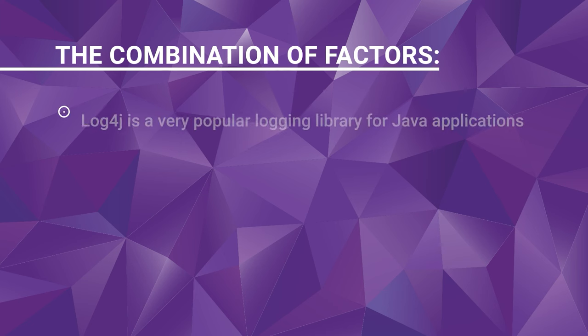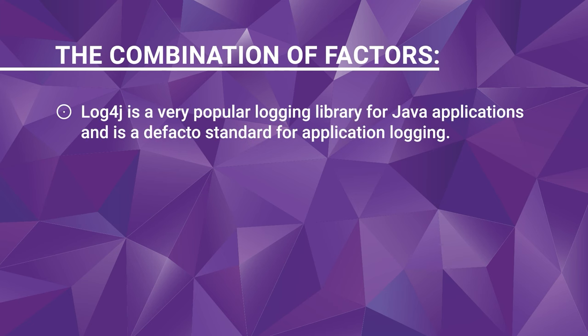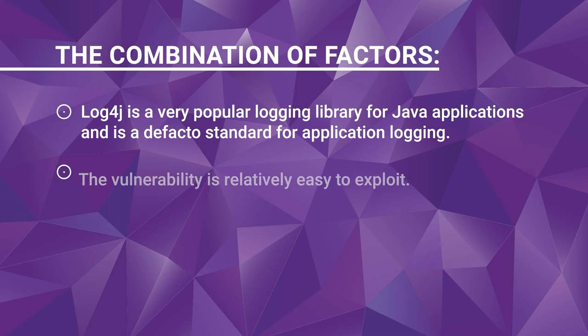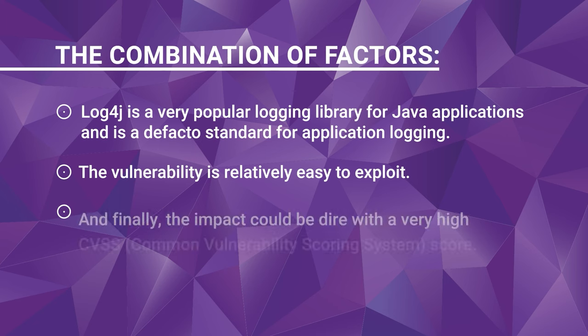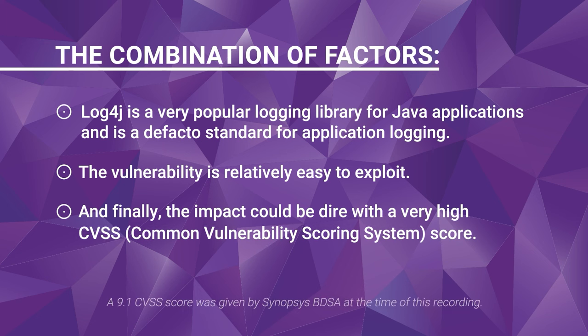Number one, Log4j is a very popular logging library for Java applications, and it's a de facto standard for application logging. Number two, the vulnerability is relatively easy to exploit. We'll see that in a minute. And number three, the impact could be dire, with a 9.1 CVSS, Common Vulnerability Scoring System, score. So it's a combination of popular open source component, exploitability, and the impact.